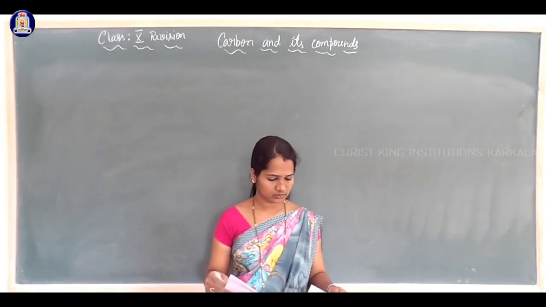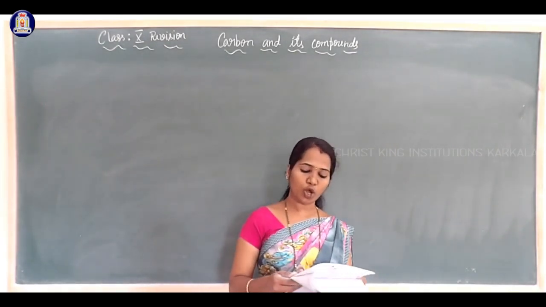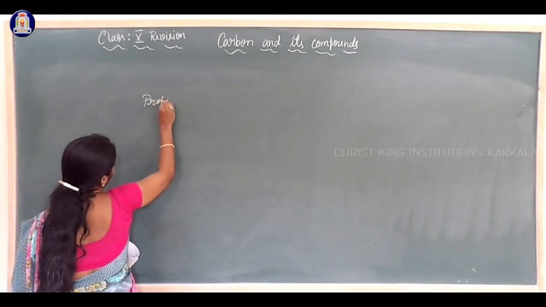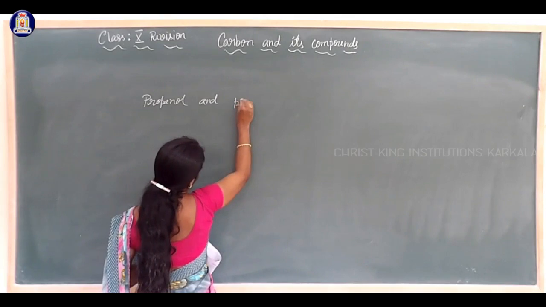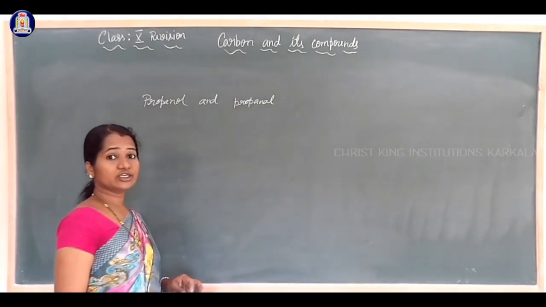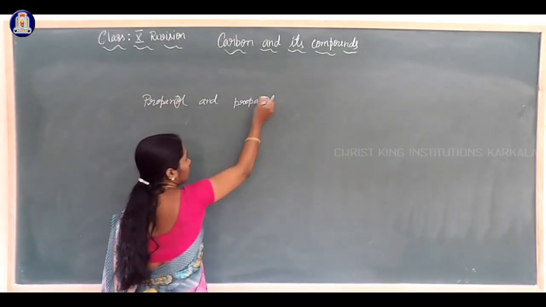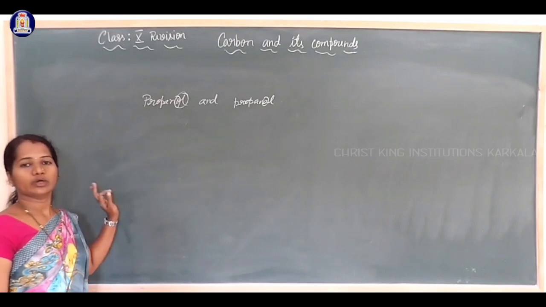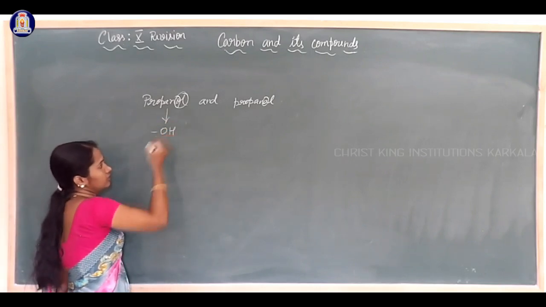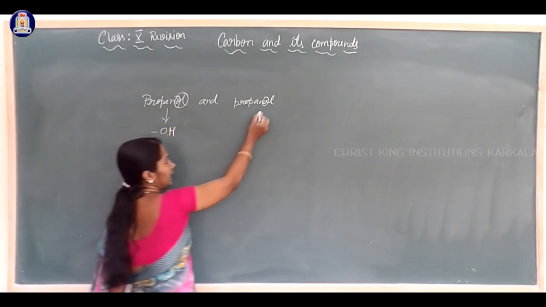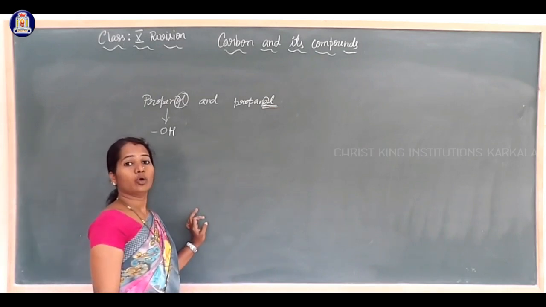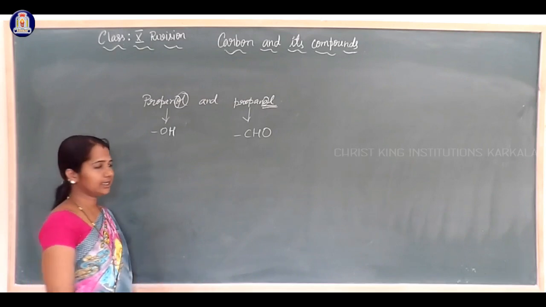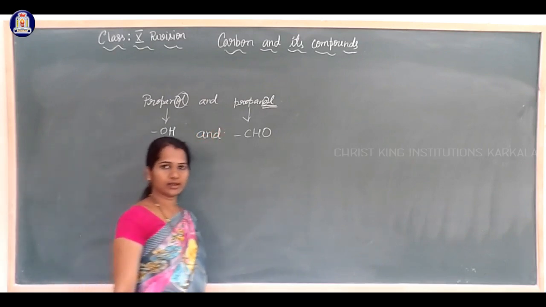One more question: the functional groups present in propanol and propanal respectively. Propanol and propanal have only one letter difference. This is O, this is A. If it ends in OL, it means alcohol. What is the functional group of alcohols? OH is the functional group of alcohols. Then AL, propanal, aldehyde is the functional group. What is the functional group of aldehyde? The functional group is CHO. So OH and CHO are the functional groups.